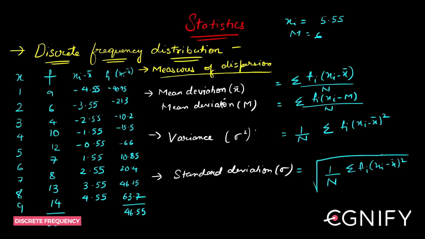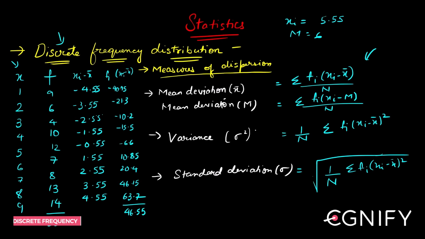So let us now look at the measures of dispersion for discrete frequency distribution. I'll be giving you the formulas and the methods, but this example is just taken to tell you how to interpret data from the table and use them in these formulas. But I won't be giving you the final answer. I'll be leaving that to you.